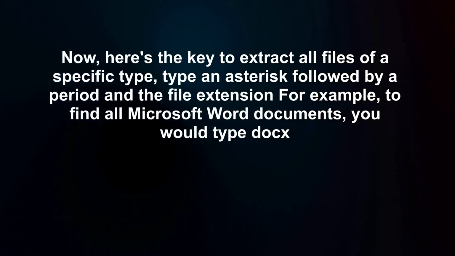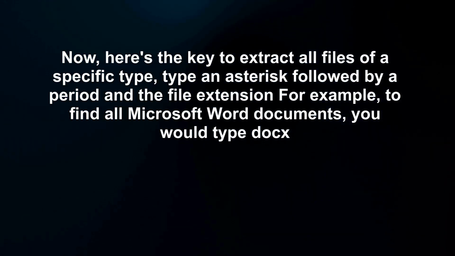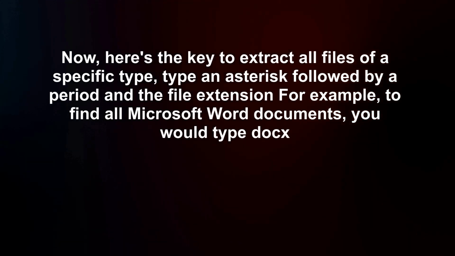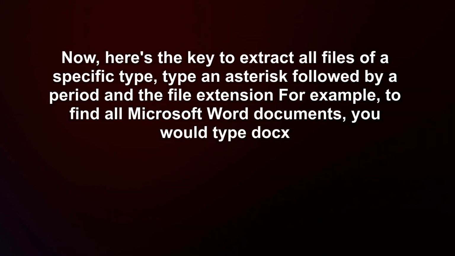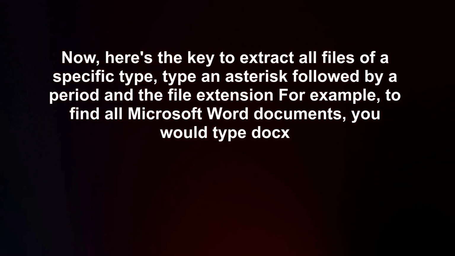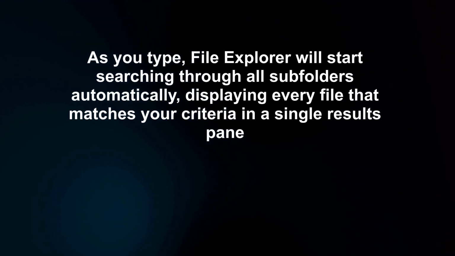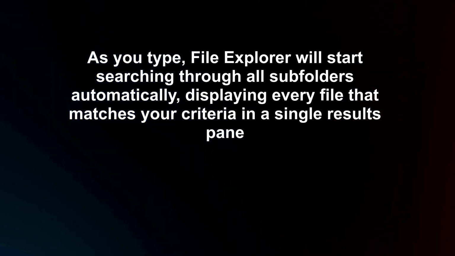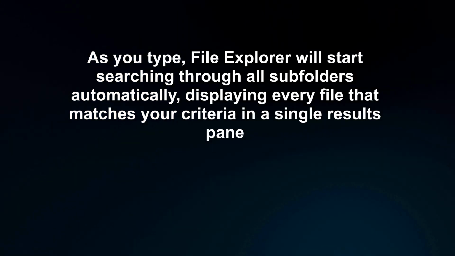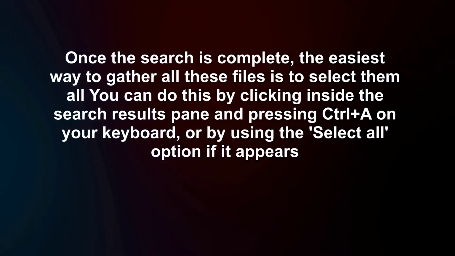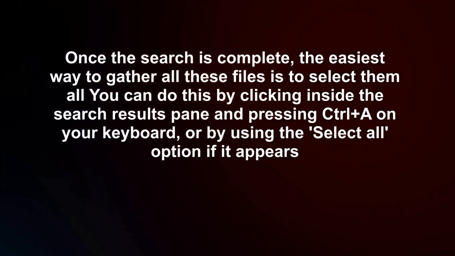Now, here's the key to extract all files of a specific type. Type an asterisk followed by a period and the file extension. For example, to find all Microsoft Word documents, you would type *.docx. As you type, File Explorer will start searching through all subfolders automatically, displaying every file that matches your criteria in a single results pane.